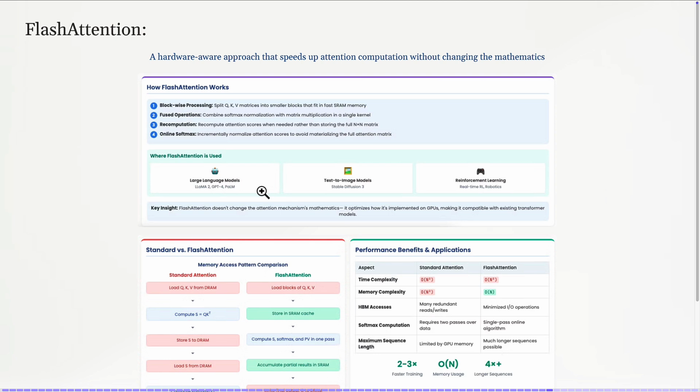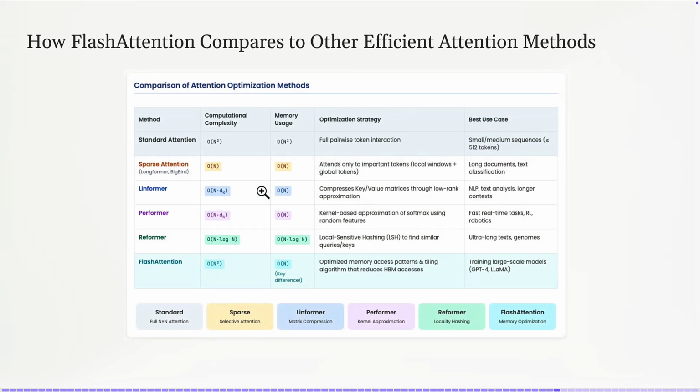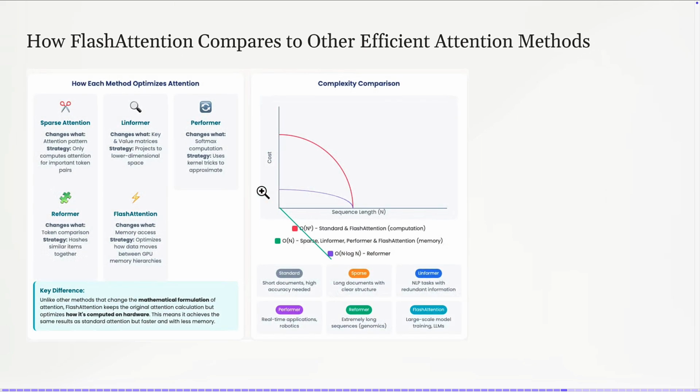So these are the performance benefits and applications. In standard attention it's O(n²). In Flash Attention it's still O(n²), but here the reduction is more in the memory space. The new technique of DeepSeek optimizes both of them, so we optimize the memory and also the complexity of computation. This is just a summary table that compares all the different optimization techniques: sparse attention, linear attention, Performer, Reformer, and Flash Attention.